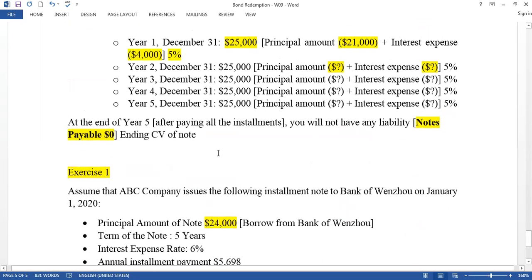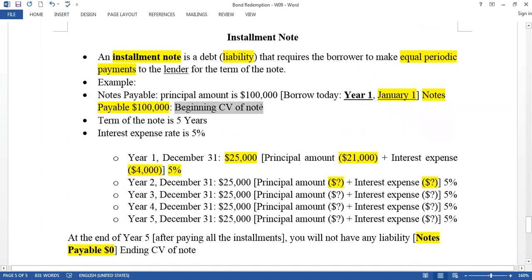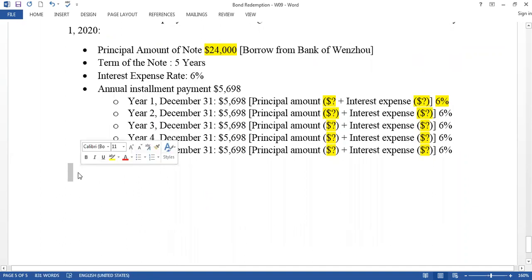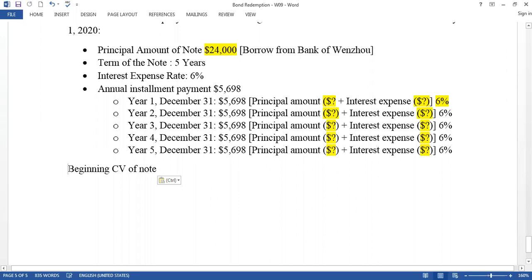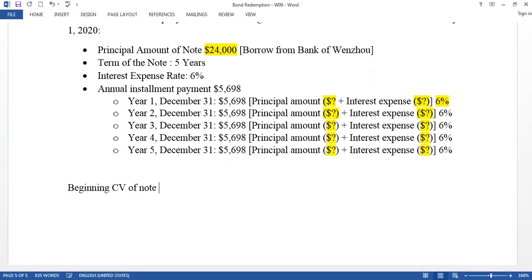And here, beginning carrying value, according to this question, means January 1st, year 1 or 2020. This beginning carrying value is $24,000.